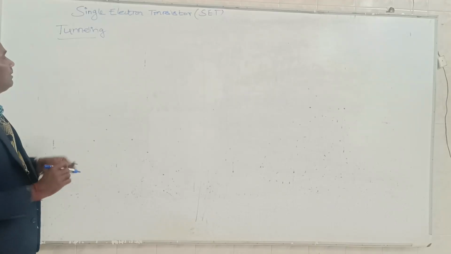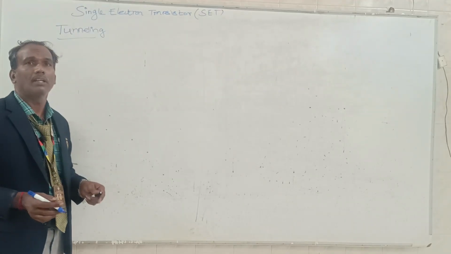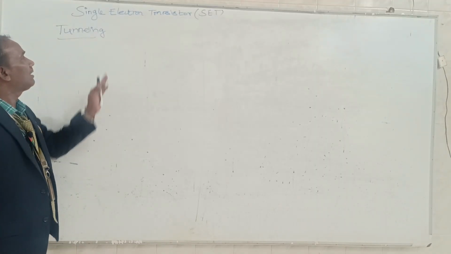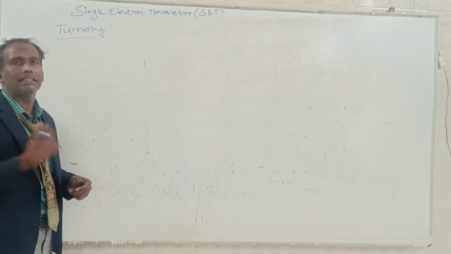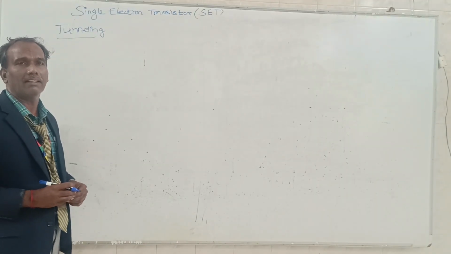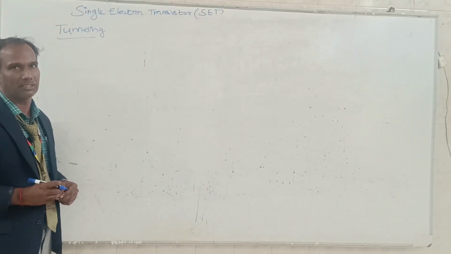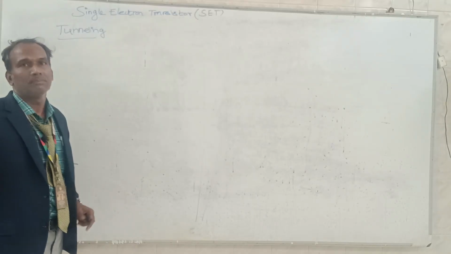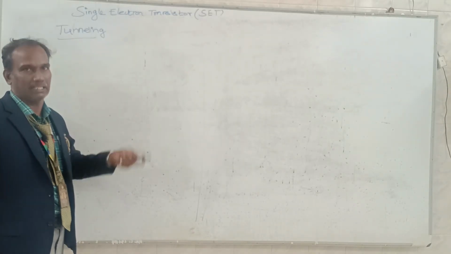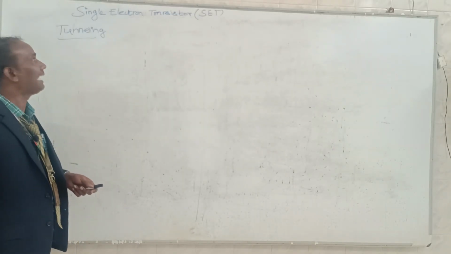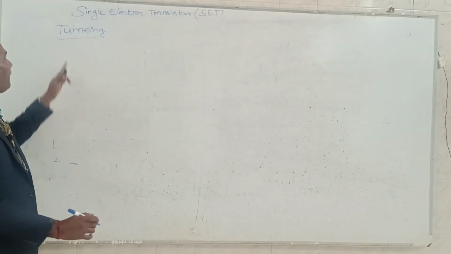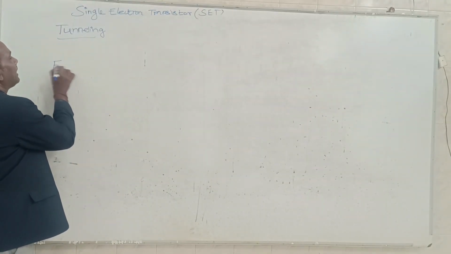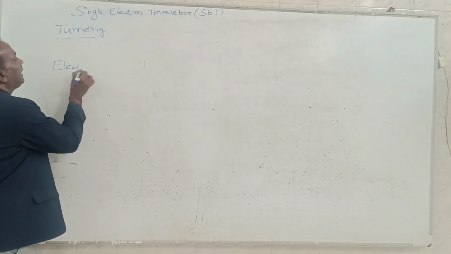Suppose we all know that electron is a particle, right? When the electron encounters an energy barrier in an electronic structure, the electron suddenly penetrates through the structure. That means the barrier. So this is called what? Tunneling. Okay. Here we have another terminology, electron tunneling.